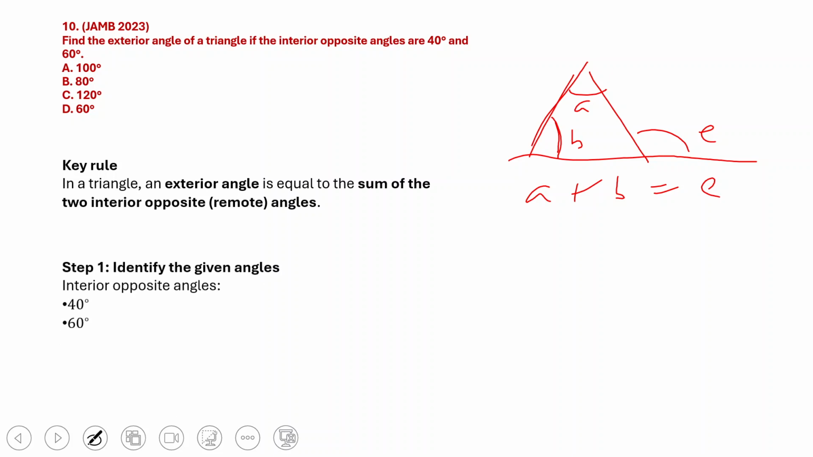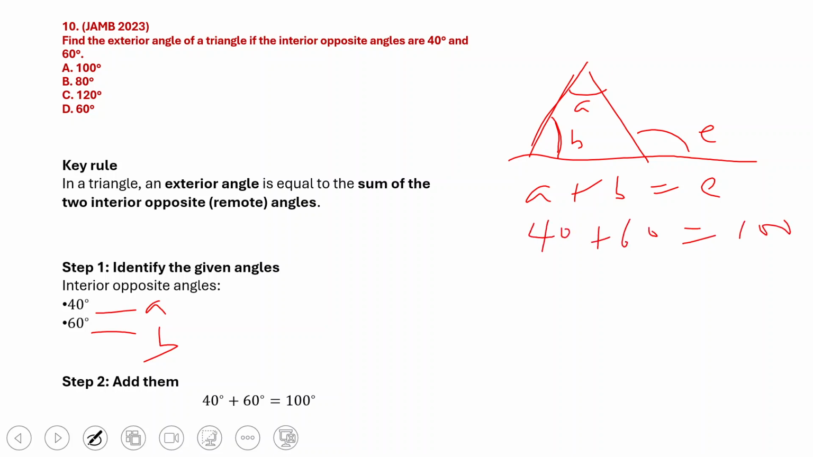So given the interior opposite angles, if this is A, 40, and this is B, 60, you add them, and the sum will give us the exterior angle. So 40 plus 60 will give us E, which is 100. So 100 is the correct answer for this question, 100 degrees.